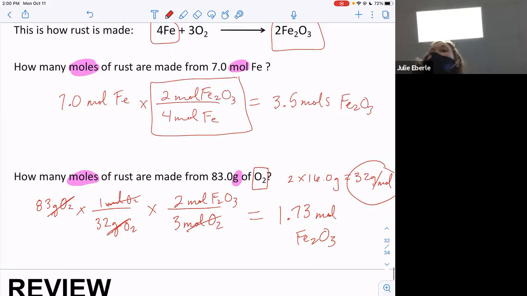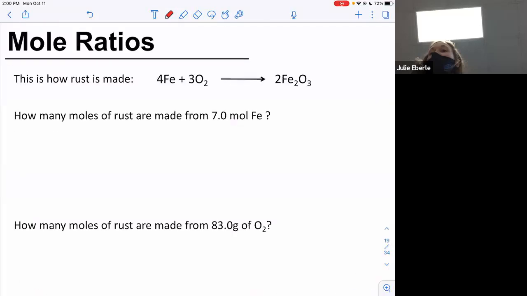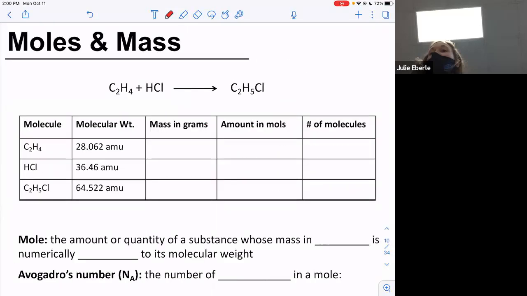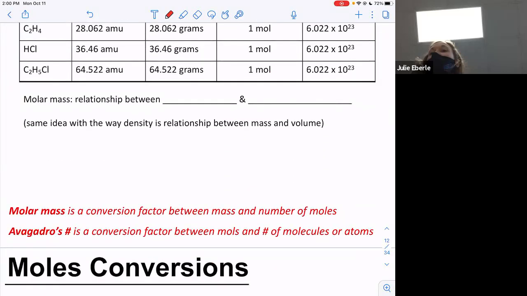Let me show you a really important slide. This is why I don't do everything in red, and occasionally I'll put something in red. I try to make a big deal out of these two statements. Molar mass is a conversion factor between mass and number of moles. Avogadro's number is a conversion factor between moles and number of molecules or atoms. This problem so far doesn't say anything about molecules or number of atoms. All you need is the molar mass, which we get how?